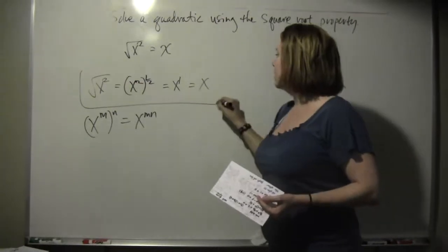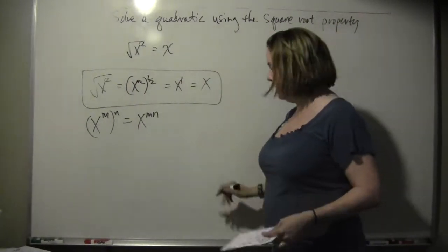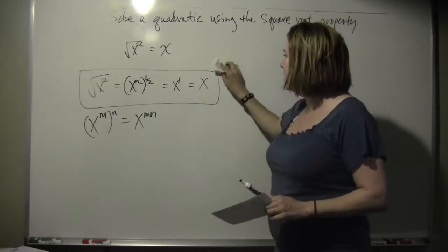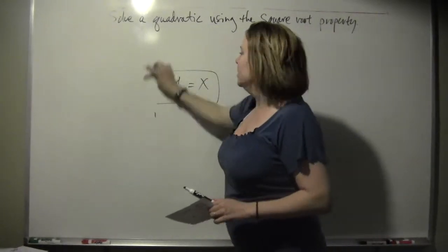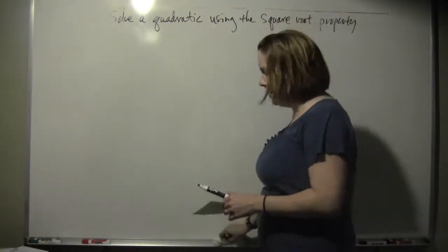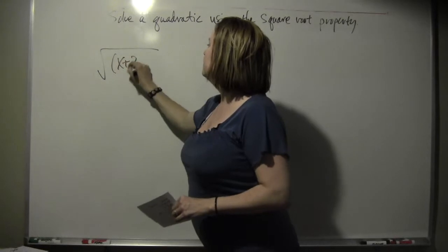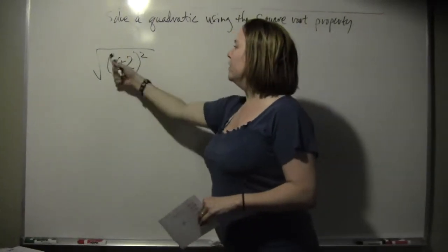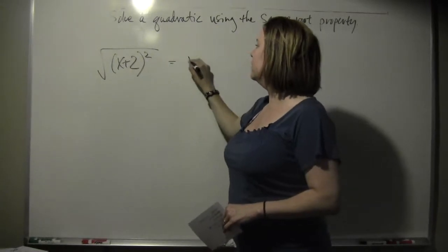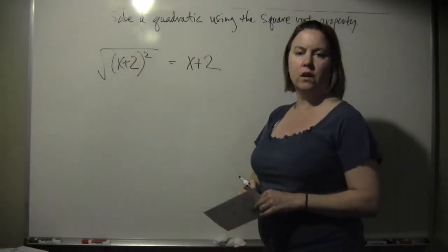Right here is the derivation of why that works. And that also accounts for expressions like a binomial squared. Okay, so the square root of x plus 2 squared also equals x plus 2. So that falls out. Okay?